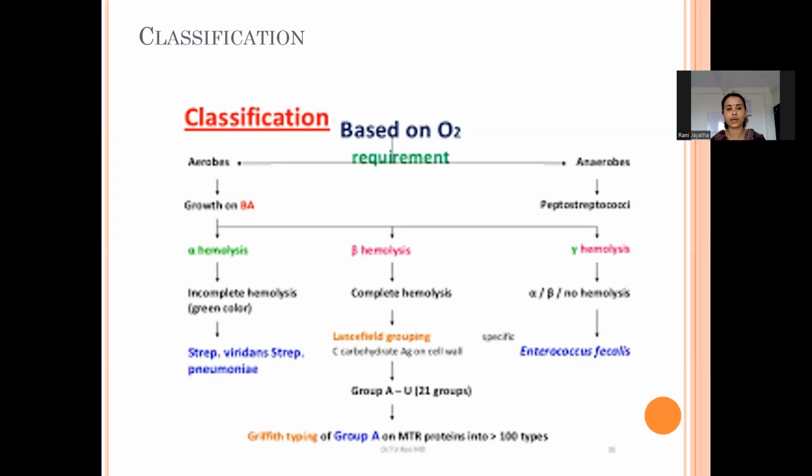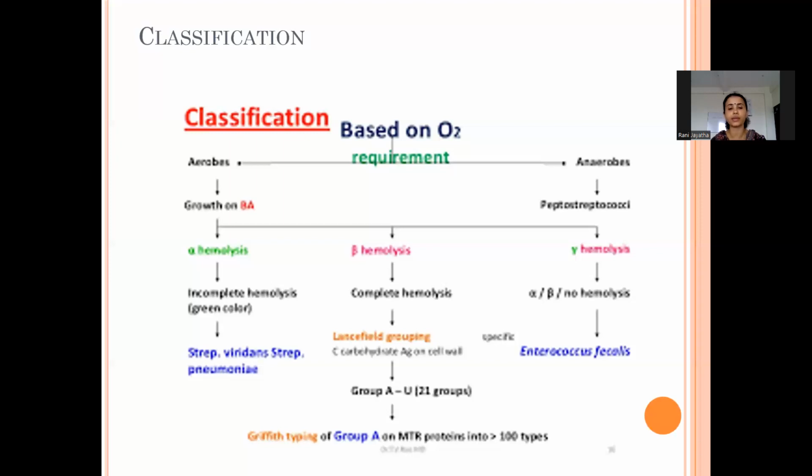Aerobes are again classified based on their growth on blood agar medium. They are alpha hemolysis, beta hemolysis, and gamma hemolysis. And anaerobes, only one example, that is the peptostreptococci. Depending upon the growth on the blood agar medium, they are classified. Alpha hemolysis means incomplete hemolysis. Example is Streptococcus viridans. And beta hemolysis means there is a complete hemolysis produced by this organism.